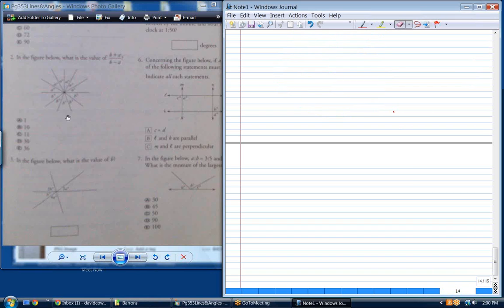Let's end it with this problem here. This is an interesting problem. All of the angles north are A, all of the angles south are B. They want to know what is B plus A divided by B minus A.